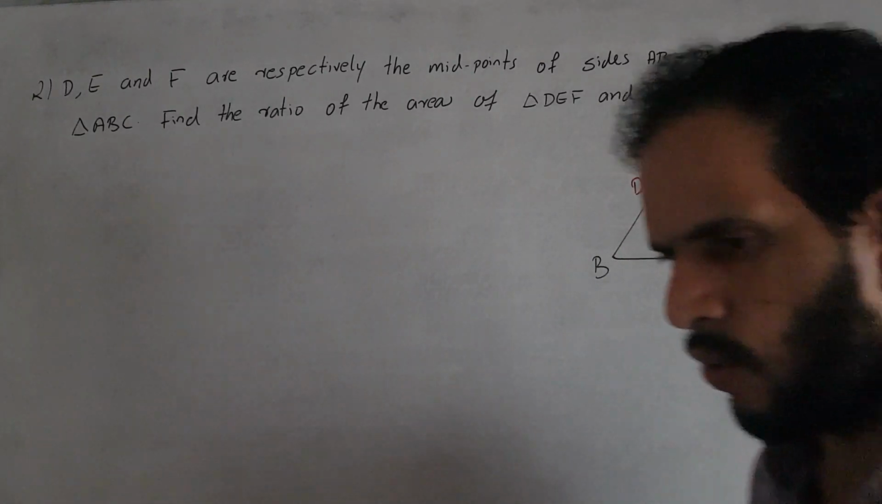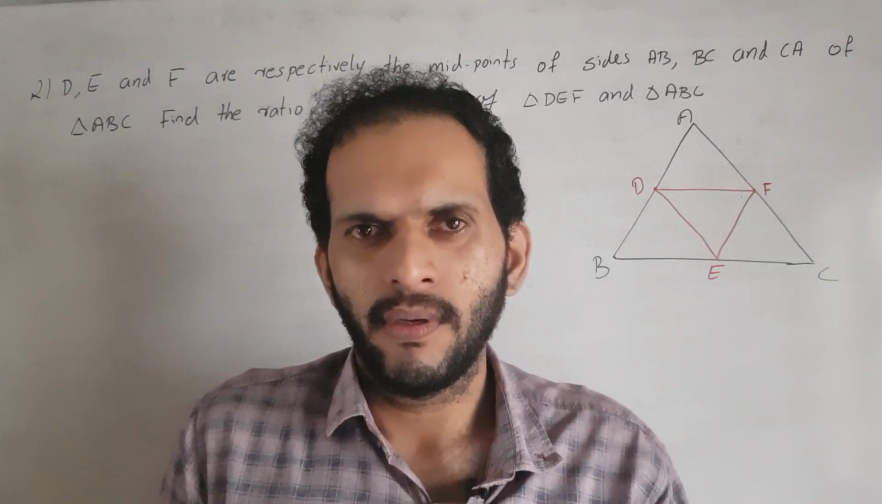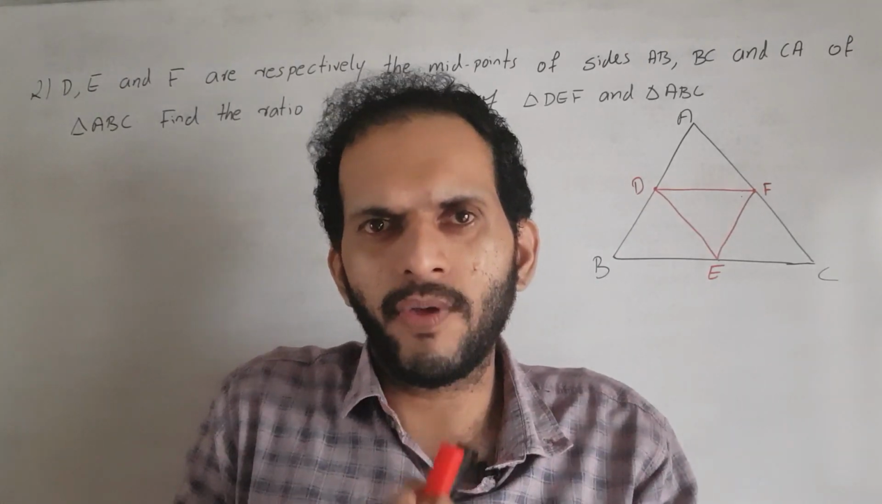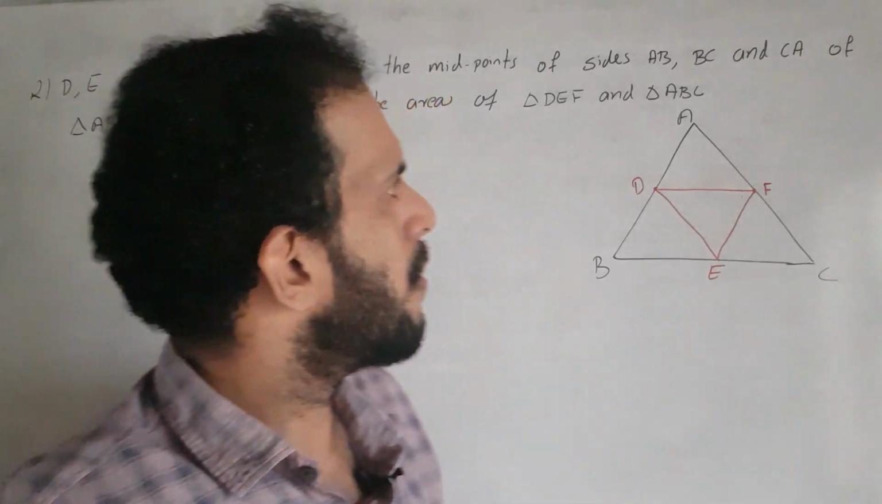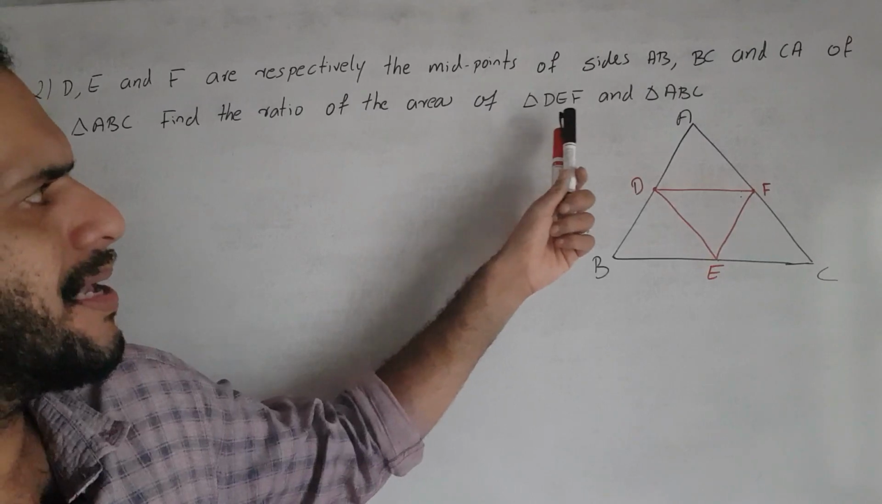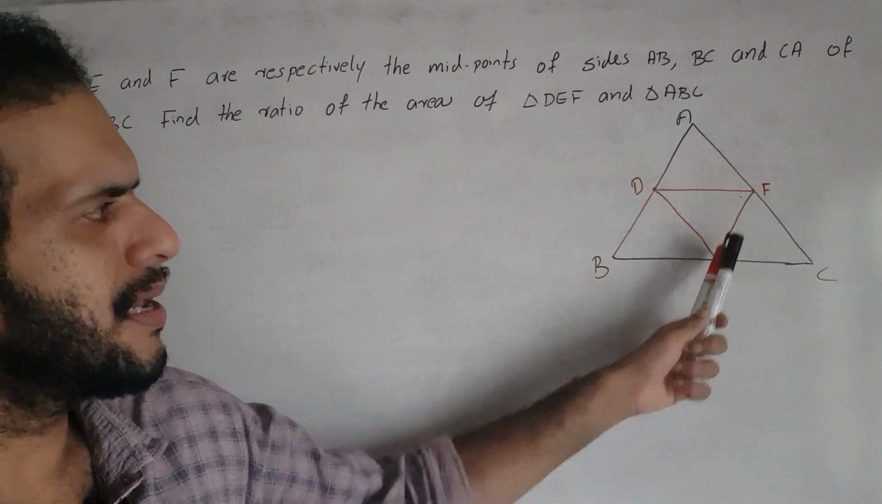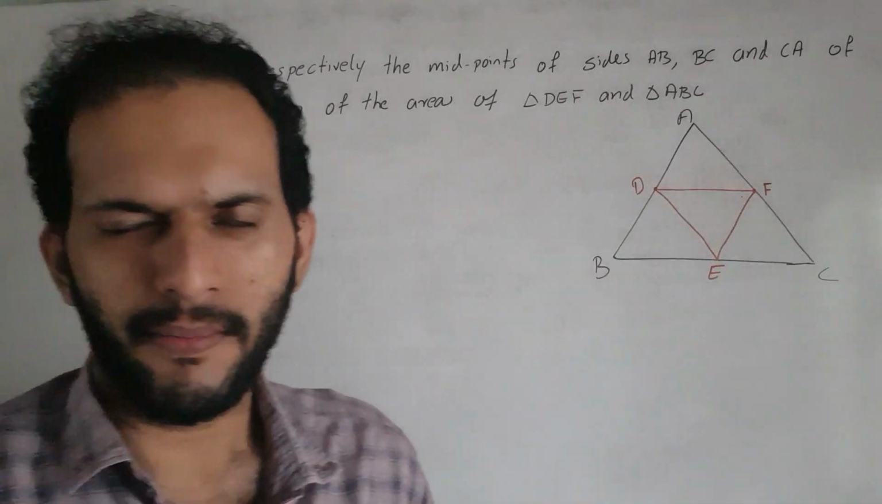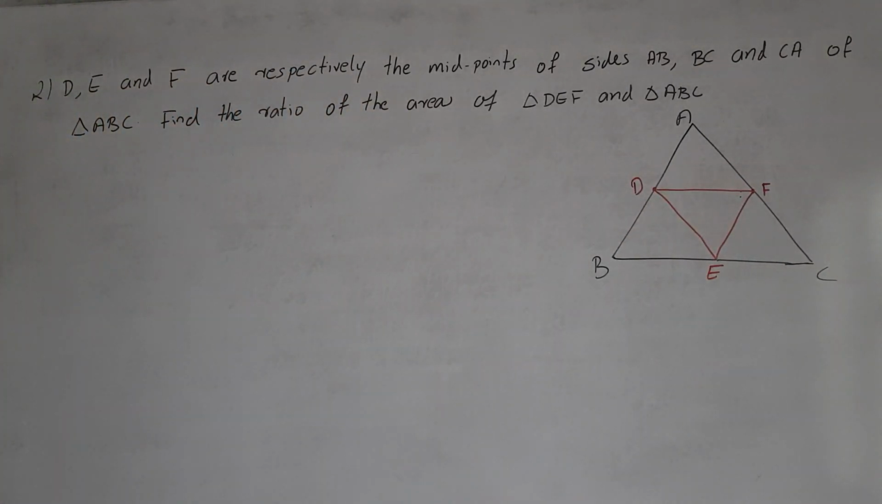That is the question. We know that to find the ratio of the areas of triangles, first we want to show that the triangles are similar. So here, for finding the ratio of areas of triangle DEF and triangle ABC, first we want to show that triangles DEF and ABC are similar. For that, some ideas are given. What is that? D, E and F are the midpoints of the sides of triangle ABC. We start from there.